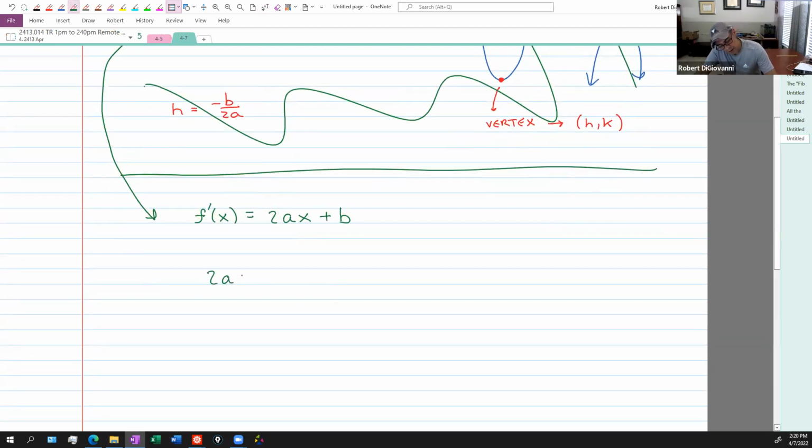If I take 2ax plus b and set it equal to 0, this is where I will have a critical number, right? Solve that for x. So what are you going to do first? Subtract b on both sides. And then divide both sides by 2a. And you get negative b over 2a. This is where we should have a local max or min.